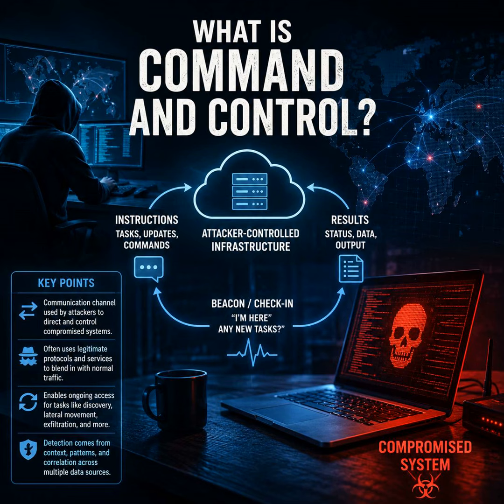The return path is just as important as the instruction path. After a compromised system performs a task, it may report success or failure, send command output, provide system information, or return data requested by the attacker. This reporting lets the attacker decide what to do next and whether the access remains valuable. The returned information does not always amount to full data exfiltration. A short status message confirming that a system is online is still part of command and control, even if no sensitive file has left the environment.